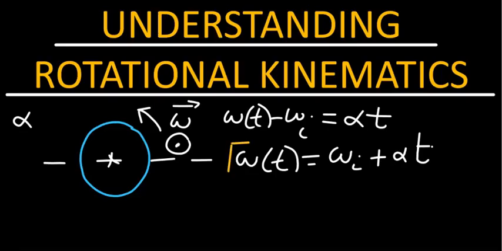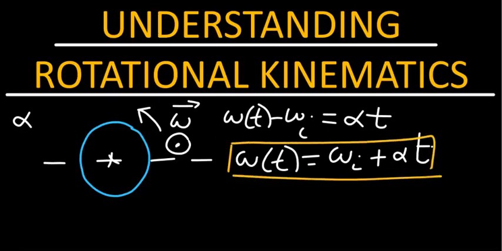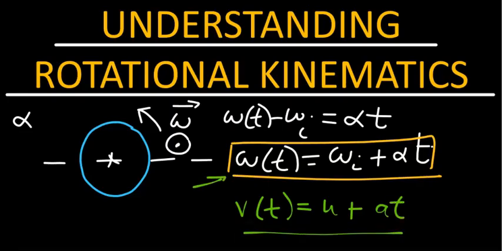So this is the first equation of rotational kinematics. It has the same form as the kinematics equation for linear motion, in which the linear speed at any time t equals the initial speed at t equals, say, 0 plus the constant acceleration times t. Remember this? This is the rotational analog of this equation.